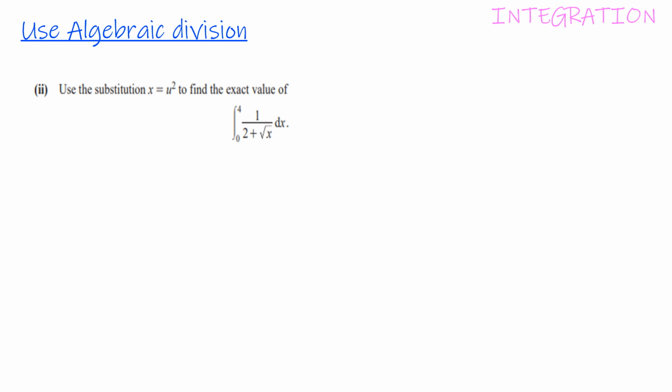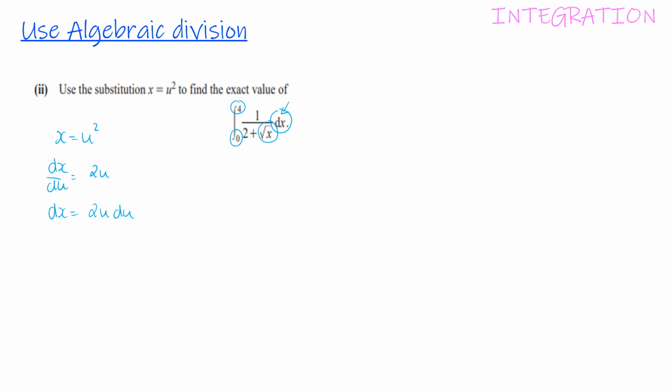Next, I'm going to have a look at algebraic division, and I'm going to do that via this substitution question, because when I make the substitution, algebraic division is going to help us to integrate with respect to u. When substituting, we have to substitute for the dx, for root x, and for the limits, which at the moment are in terms of x. The substitution we're being asked to use is x equals u squared. I like to get the dx first. So dx by du is 2u. Cross multiplying, dx is 2u du.